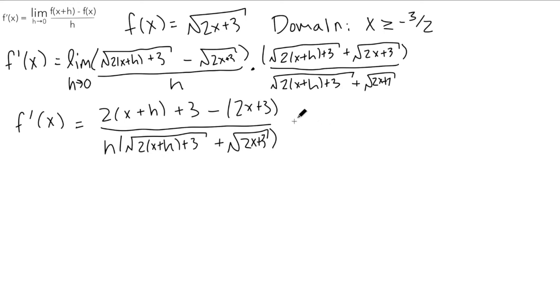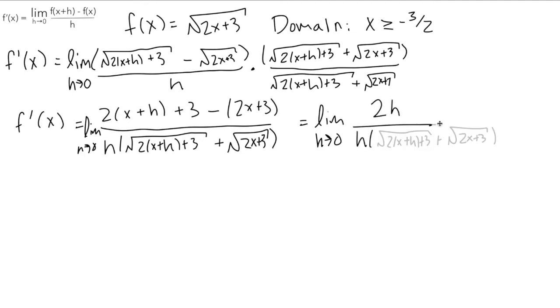The numerator simplifies, and this is obviously the limit as h approaches 0. The numerator simplifies down to h. So we have a negative 2x, a positive 2x, 2h, positive 3, minus 3. So we're left with 2h all over h times that conjugate again. The two h's cancel with one another, and you're left with 2 over the conjugate.